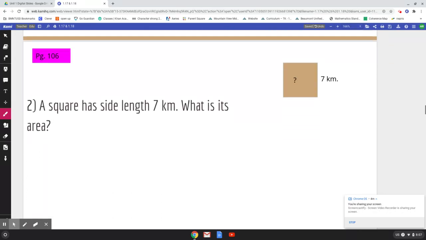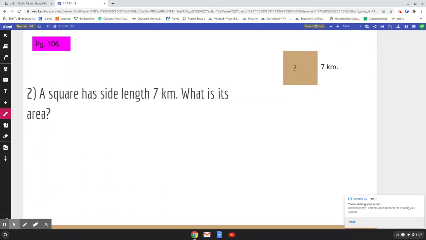Okay, so you're still on page 106. And then we're going to answer number 2. A square has a side length of 7. What is its area? So I kind of made a picture here for you. If one of the lengths is 7, I know that the other length is 7 because it says it's a square. And then you know area, 7 times 7 is 49. So you should at least write 7 times 7 equals 49.